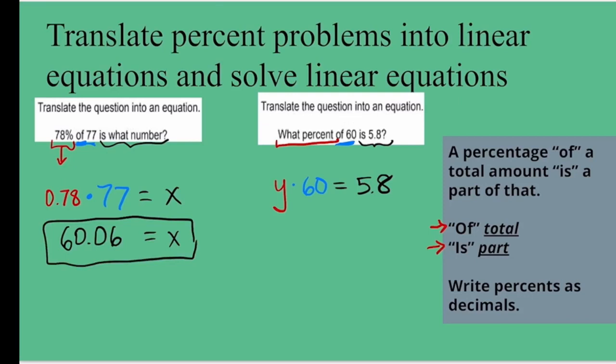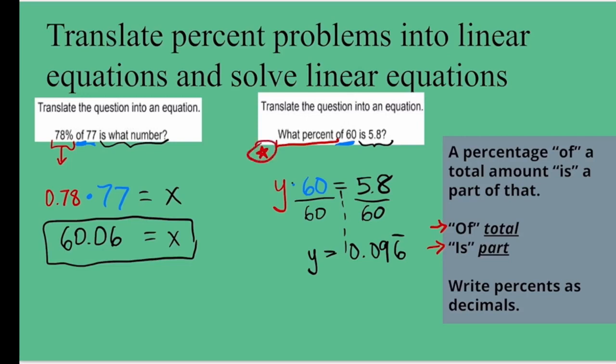On the left side, we have numbers on different parts. One is on the left side, one's on the right side. So we're going to have to divide by 60, the opposite of multiplying. We're going to have to do that on both sides. So y is going to equal 0.09 with a repeating 6. If you're using a decimal, or calculator, you'll see a 7 at the end, but the 6's are just repeating.